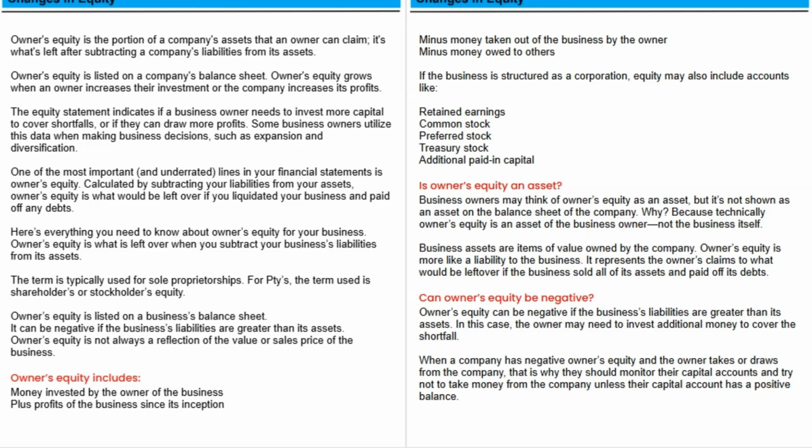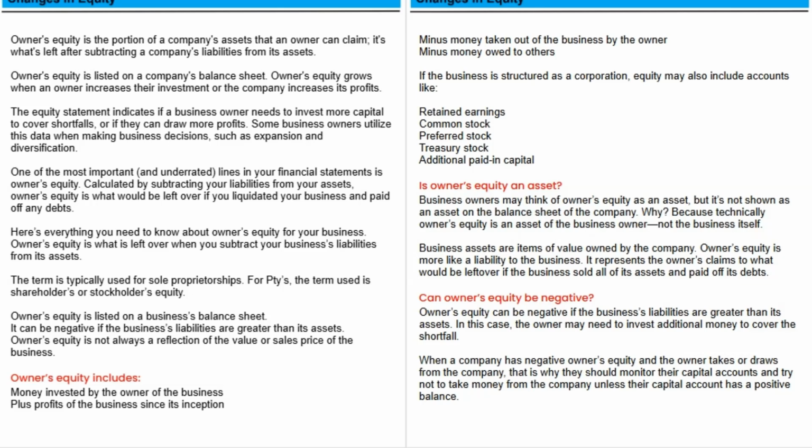Business assets are items of value owned by the company. Owner's equity is more like a liability to the business. It represents the owner's claims to what would be left over if the business sold all of its assets and paid off its debts. Another question is, can owner's equity be negative?